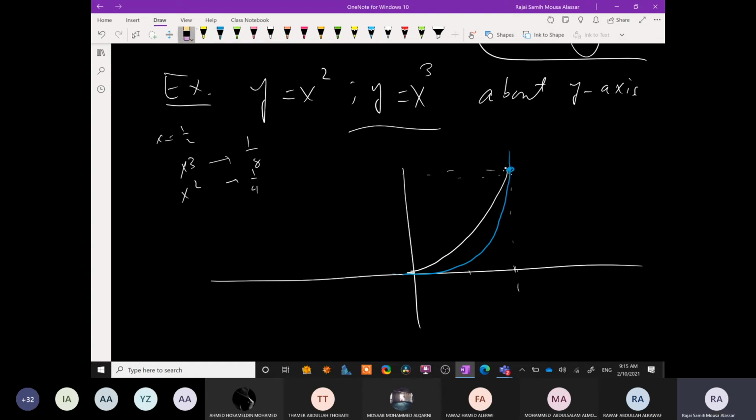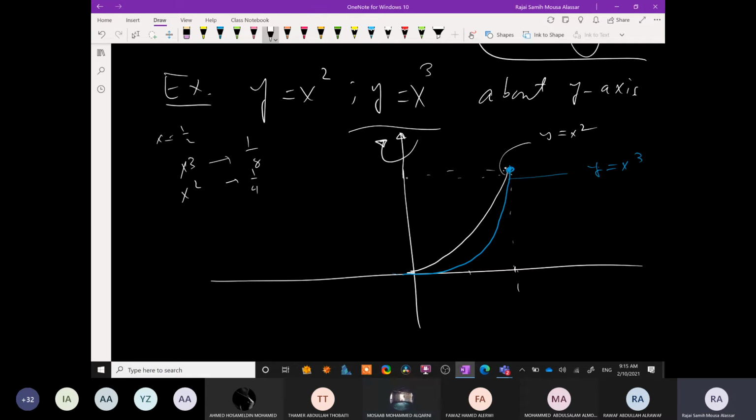Okay, and let me just take this little bit. So this again is y equals x cubed, and the white one is y equals x squared. Okay, and I want to rotate this about what axis, Shaban? About the y-axis.